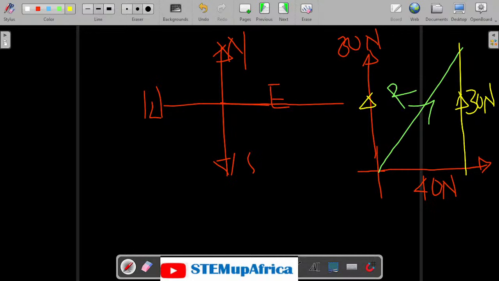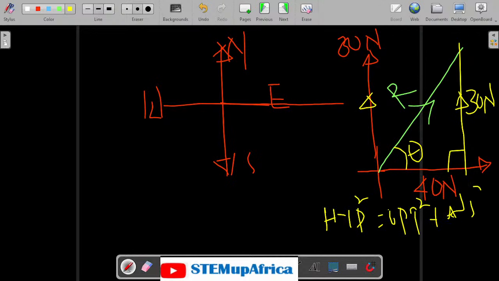You can see what we have here now is nothing but a right angle triangle, of which the resultant force represents our hypotenuse. If I consider this as my angle, the 30 Newton represents the opposite, while the 40 Newton represents the adjacent. To find the hypotenuse, which is the resultant force, I will apply Pythagoras theorem, which says that hypotenuse squared is equal to opposite squared plus adjacent squared.